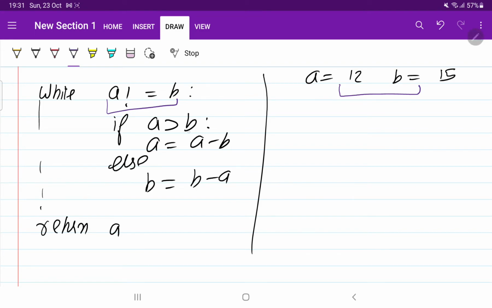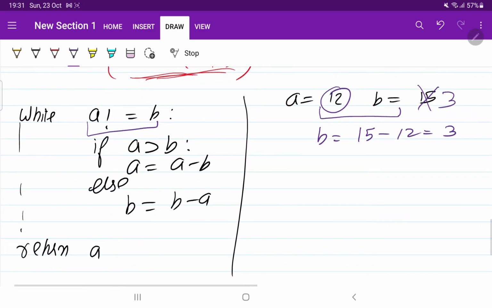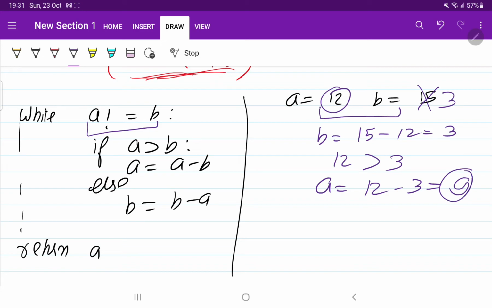So we will check if A is greater than B. No, so we will go into the else condition. So B is B minus A, so B will become 3. It will again check whether A and B are equal. A is 12 but B is now updated to 3. They are not equal, so the condition is true and it will enter the while loop. It will check if 12 is greater than 3. Yes, so we will reduce A this time. 12 minus 3, so we get 9. So A is now 9 and B is 3.